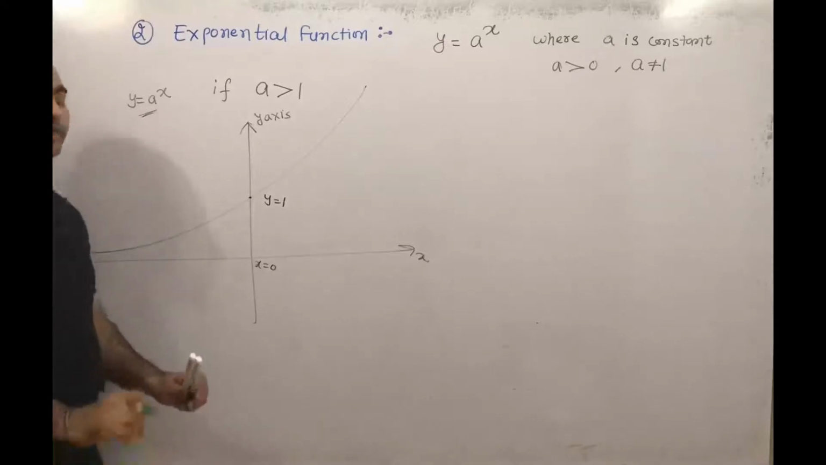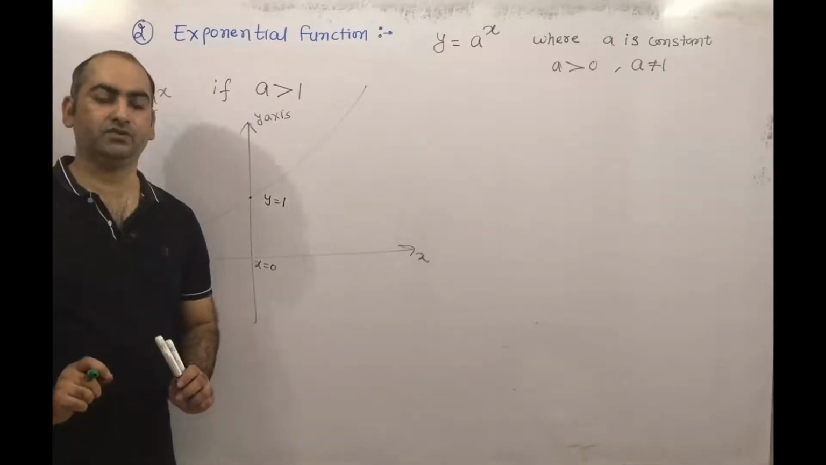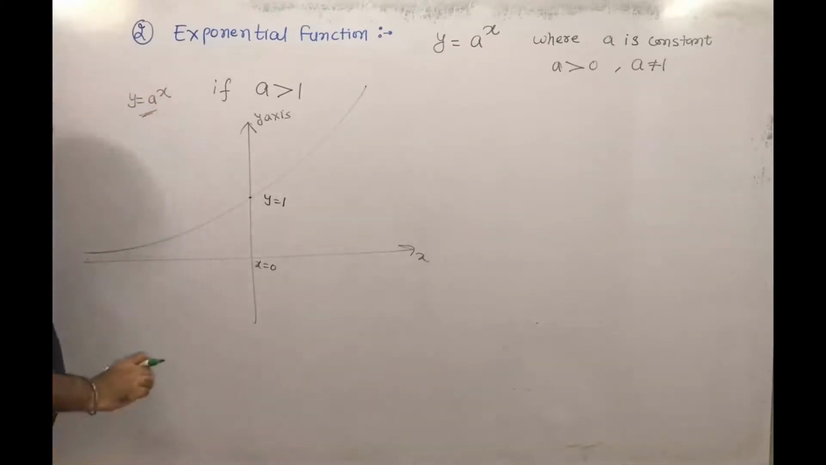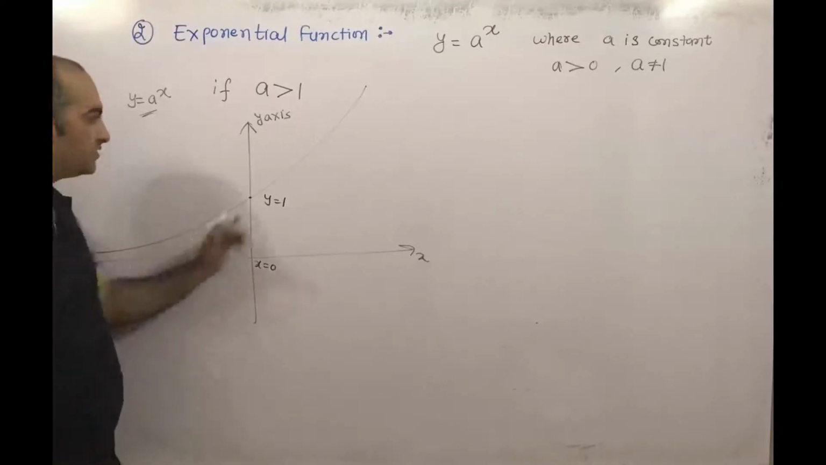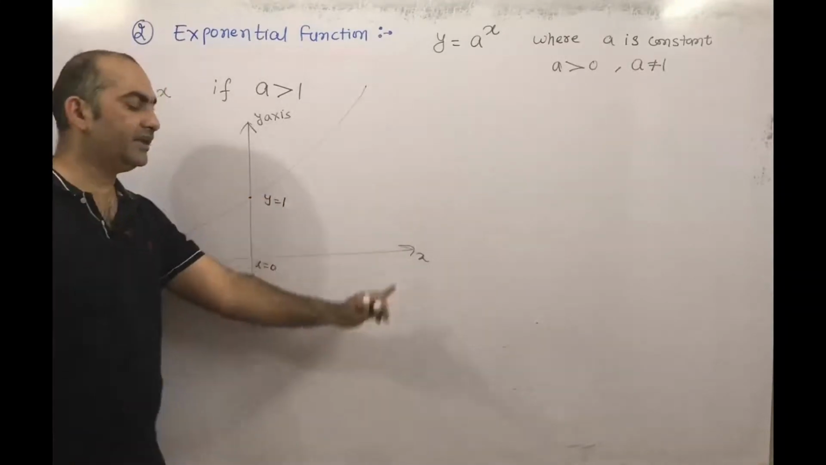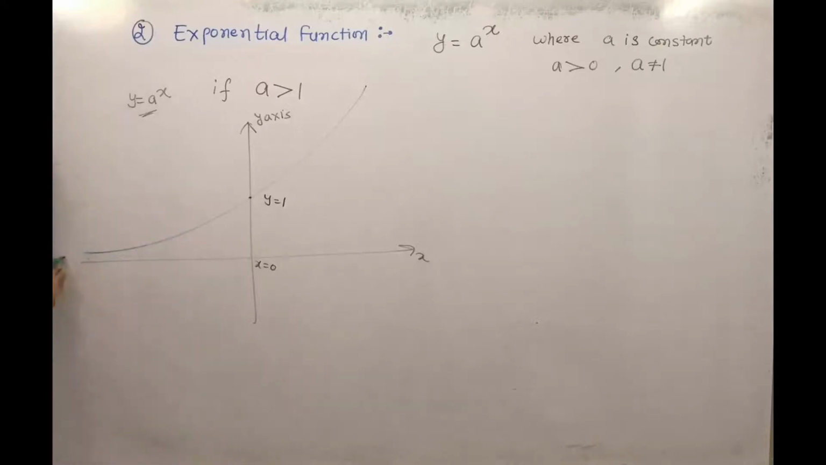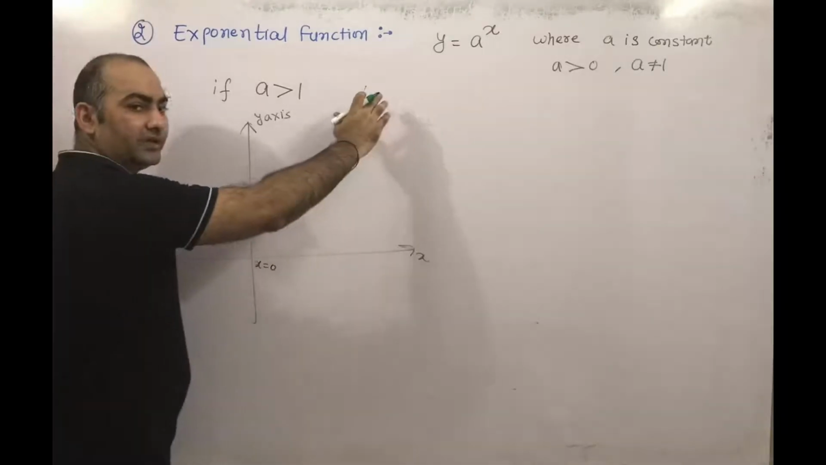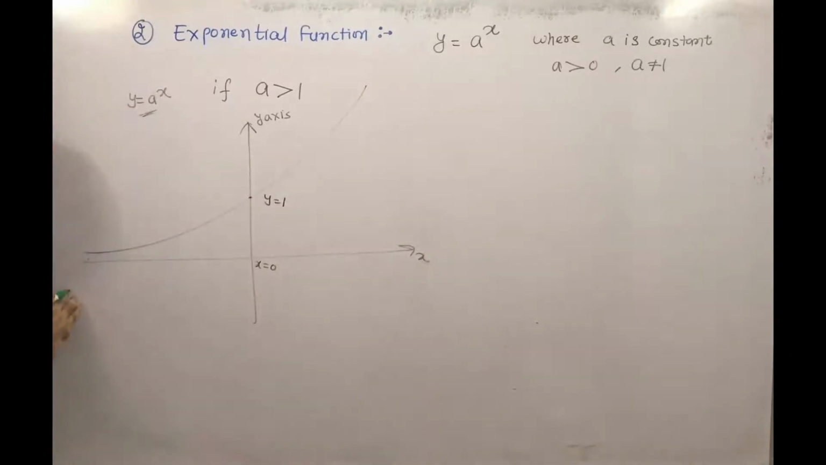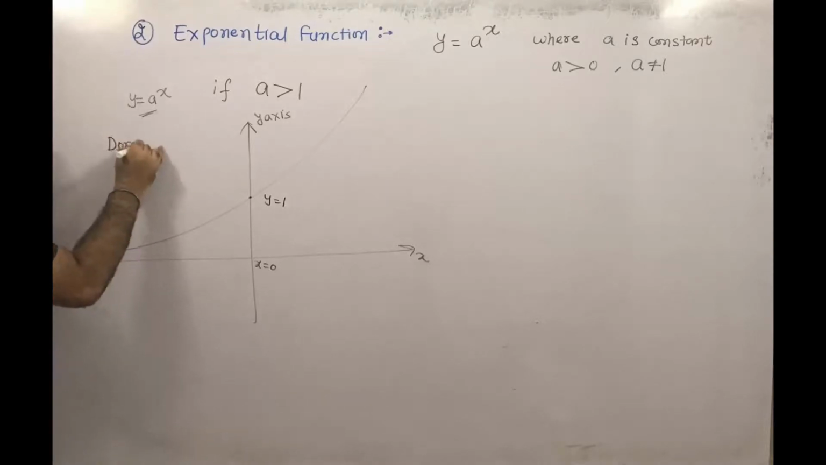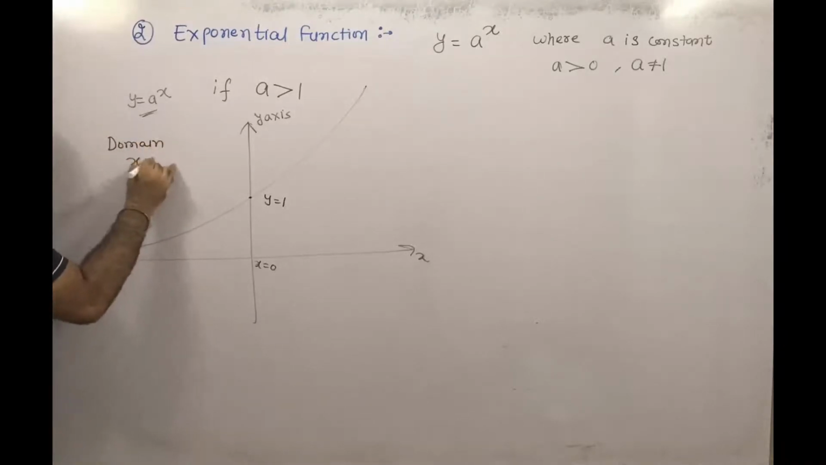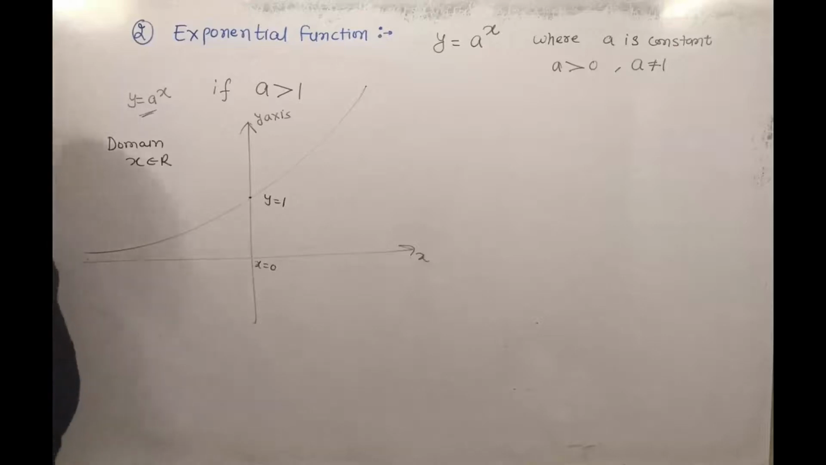Now if you want to find the domain and range, for finding the domain we will check the graph. We look at the area covered on the x-axis. The graph will start from minus infinity to infinity, so it will cover the entire x-axis. So the domain is x belongs to R.